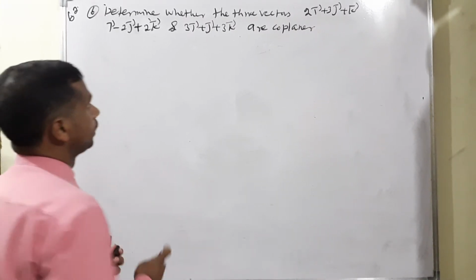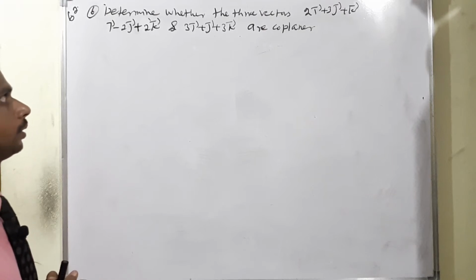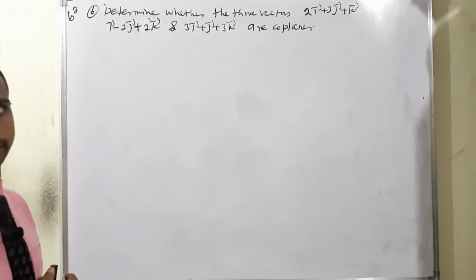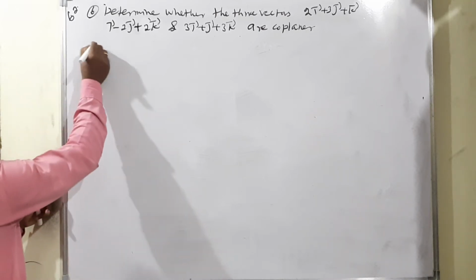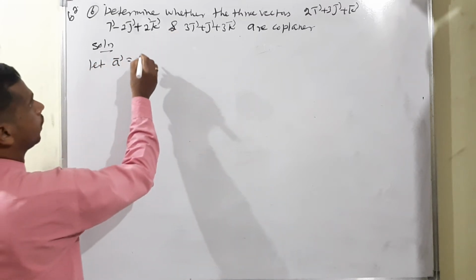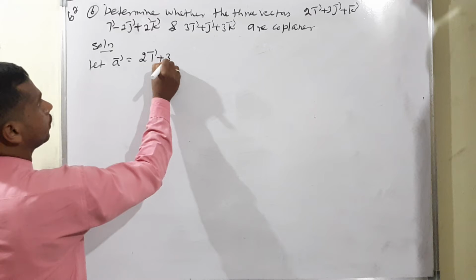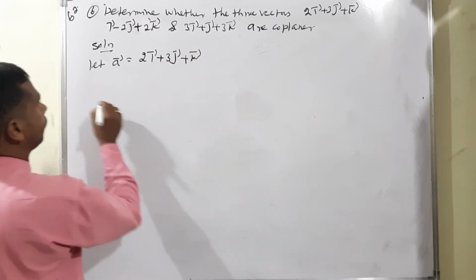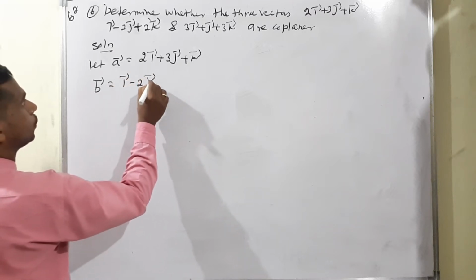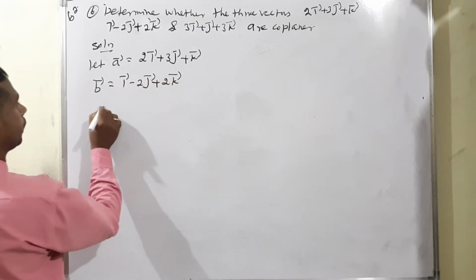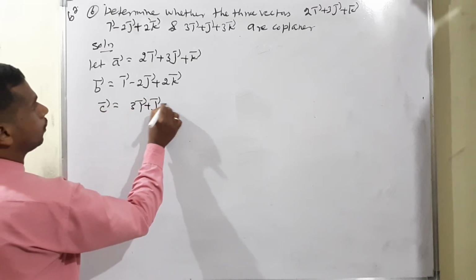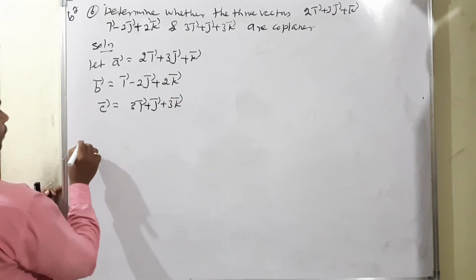Question number 6. Determine whether the 3 vectors given are coplanar. If you have the result 0, we can say they are coplanar. Okay, we can check it. Solution. Let a vector is equal to 2i vector plus 3j vector plus k vector. Then b vector is equal to i vector minus 2j vector plus 2k vector. Then c vector is equal to 3i vector plus j vector plus 3k vector.